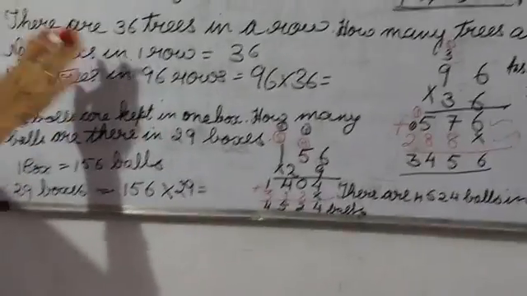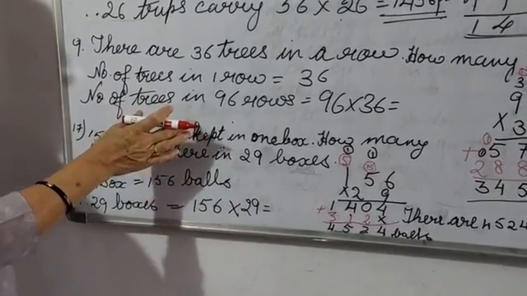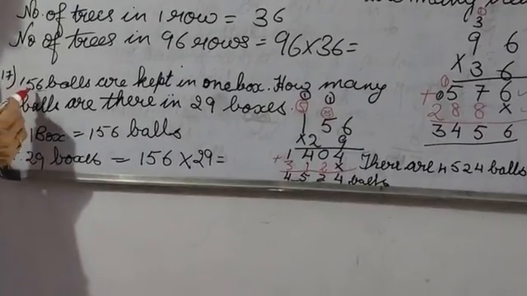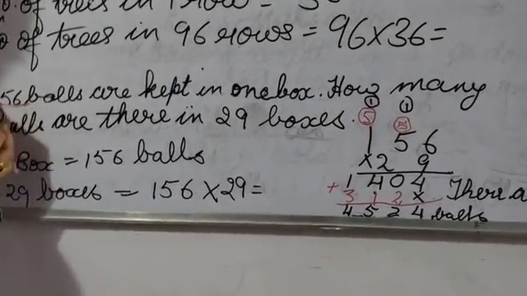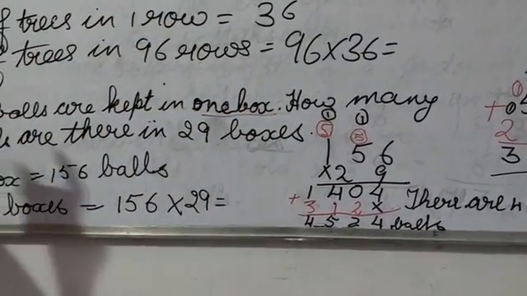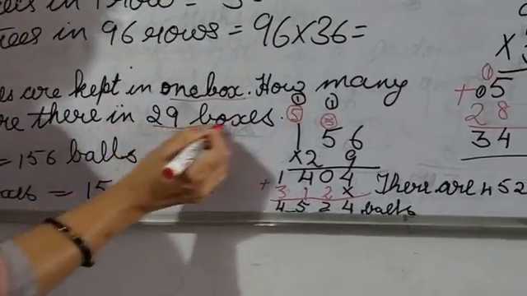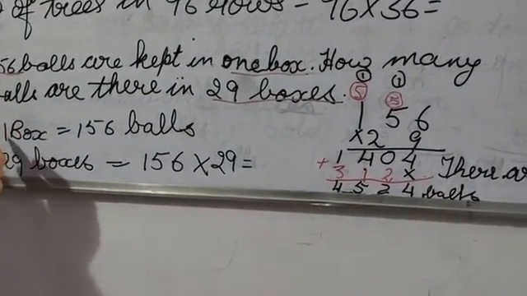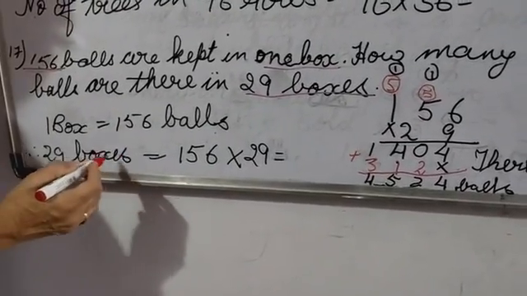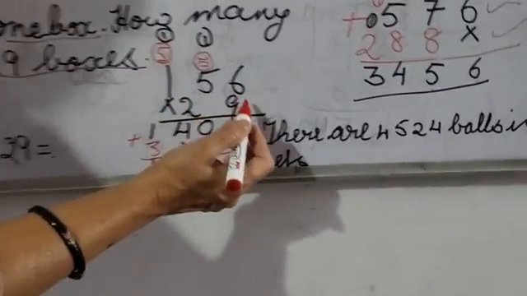Okay. Now, one more sum I'll do. I have already sent the assignment for this. You will do these 4 sums in your classwork copy, maths copy. Okay. Now, one more sum. This is sum number 17 of the same exercise. 156 balls are kept in one box. How many balls are there in 29 boxes? So we wrote here one box equal to 156 balls. Therefore, 29 boxes is equal to 156 into 29. And we have done the sum here.